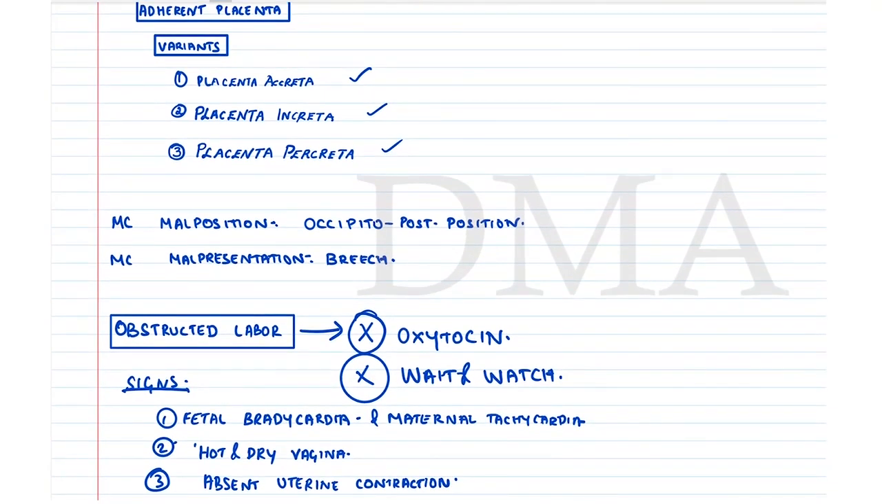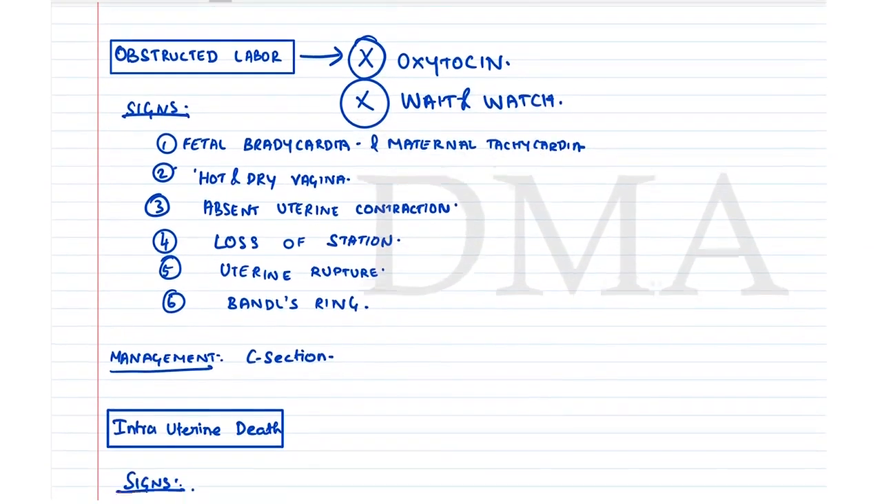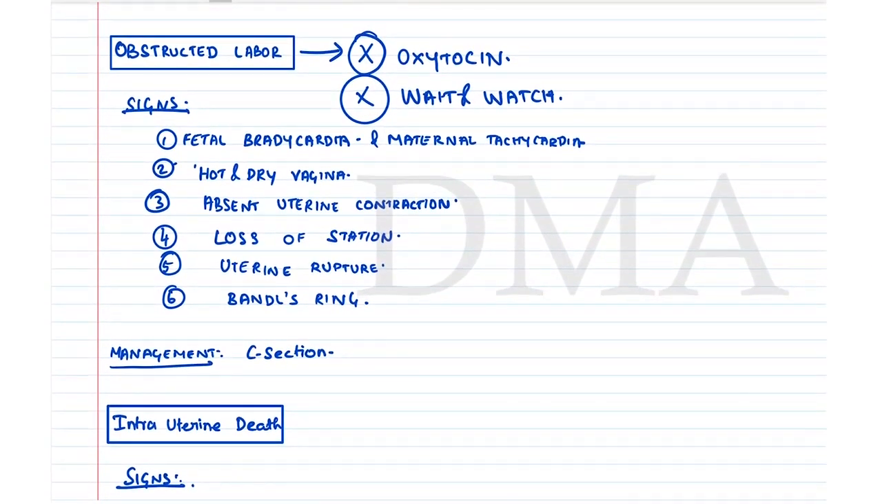Next, you have your malposition. The two statements you have to know: the most common malposition is occipito-posterior position, and the most common malpresentation is breech presentation. And the next important topic is your obstructed labor.